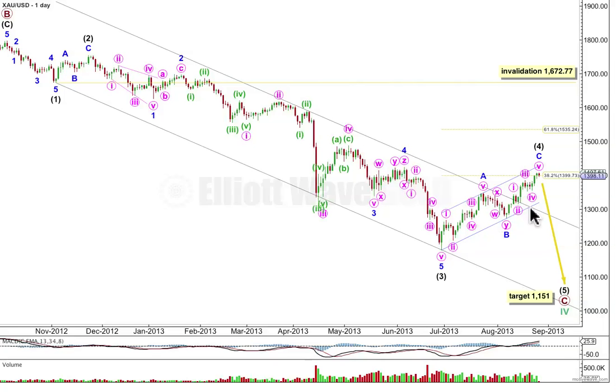Draw this channel using Elliott's technique for a correction. Draw it from the start of A to the end of B. Place a parallel copy on the end of A.